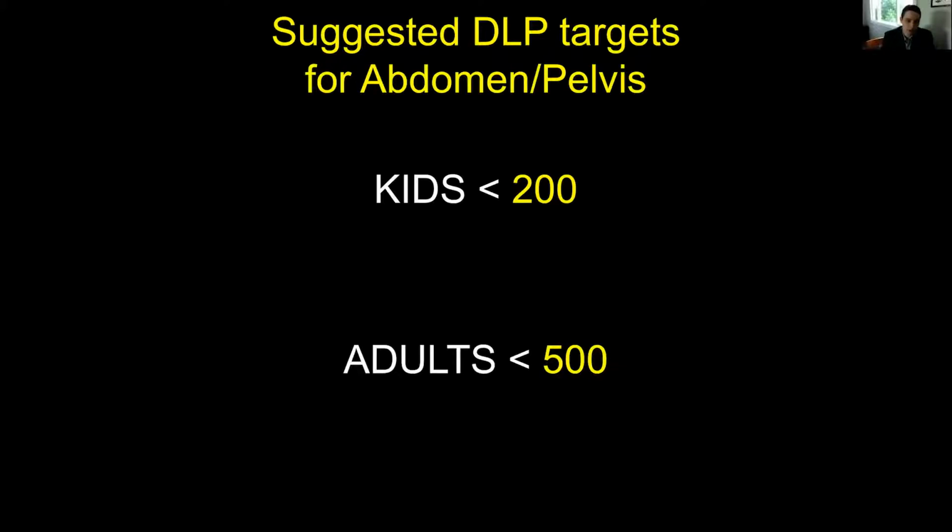So just to remind you, numbers that I think are useful to keep in the back of your head when you're looking at your report, and this only applies to abdomen and pelvis. You'll have different numbers for different body parts, but because abdomen CT is so common, I think it's worth memorizing. For kids, try and keep your DLP less than 200. For adults, try and keep your DLP less than 500.